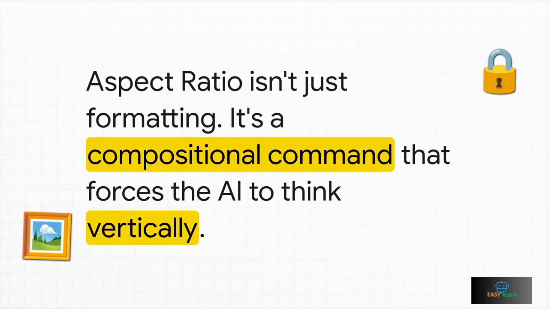And here's a really simple but super powerful trick. Always lock in your aspect ratio early on in the process. If you're making a poster, setting a vertical ratio like 9:16 isn't just a formatting choice. It's a compositional command. It forces the AI to start thinking vertically, and often that leaves you with perfect negative space to add your text later on.